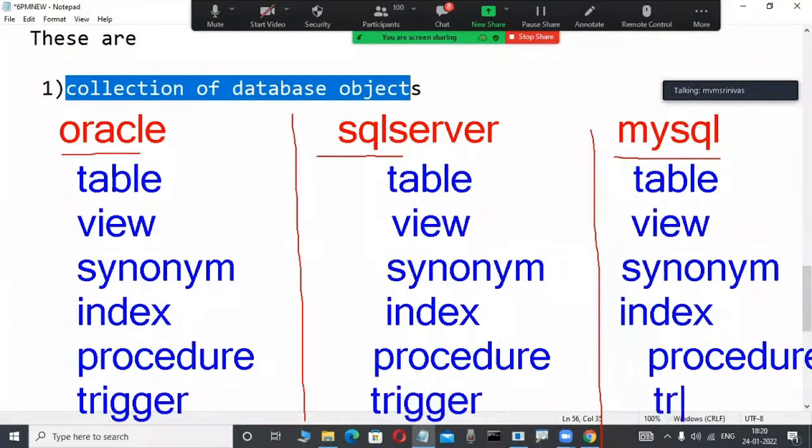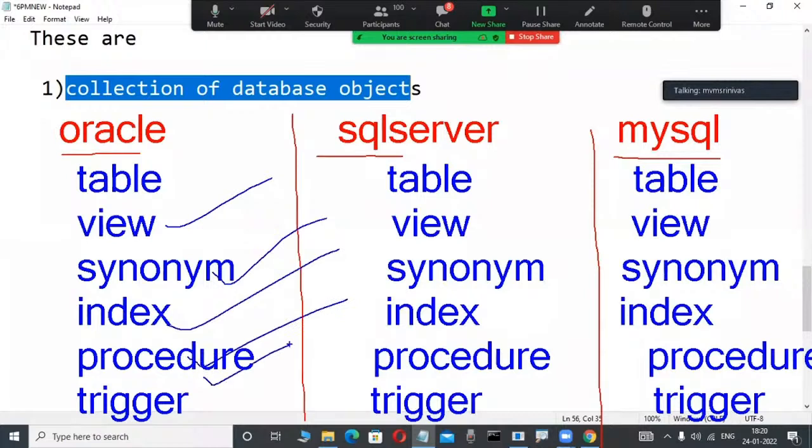That's why relational data model products contain three components, and the first component is a collection of objects: tables, views, procedures, functions, triggers, packages, and so many things. As a first-time newcomer, you only need an idea of the purpose of a view, synonym, index, procedure and trigger, and where we use them. All relational data model products have the same uses. Syntactically and functionally they differ, but conceptually they are the same.